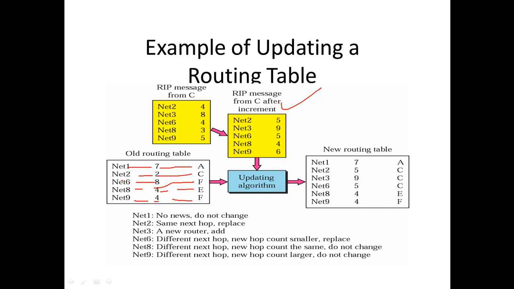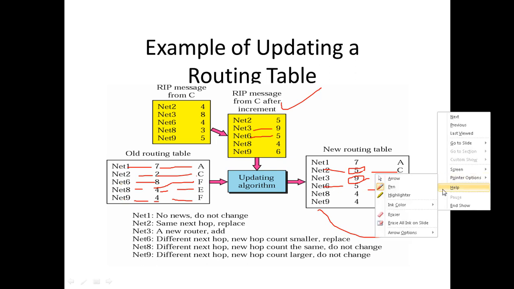C is connected to the second network with 2 hops, and the new routing table tells me that C is connected to network 2 using 5 hops. So this is the new information. Similarly, C is connected to network 3 using 9 hops, and C is connected to network 6 using 5 hops. So this information is updated, because you see that there was no information about C to networks 1, 6, 8, 9. So there was information we have to add.